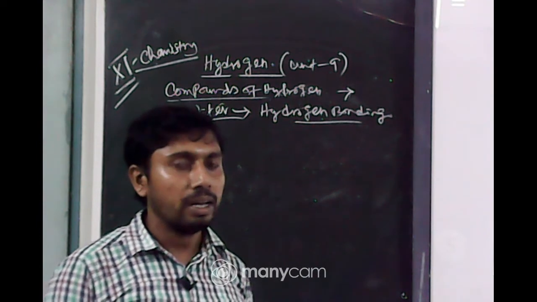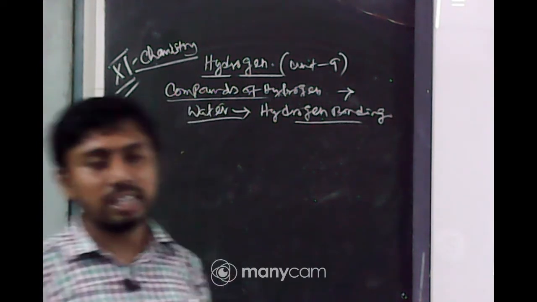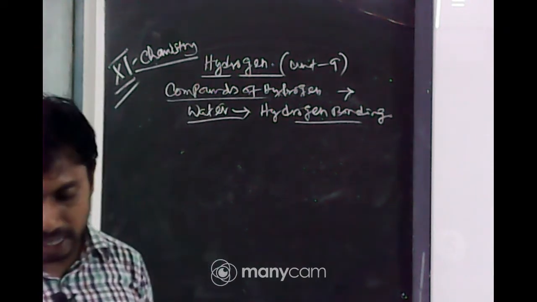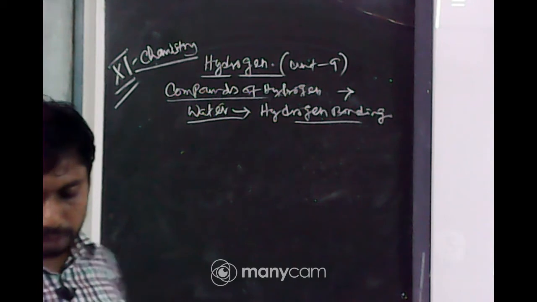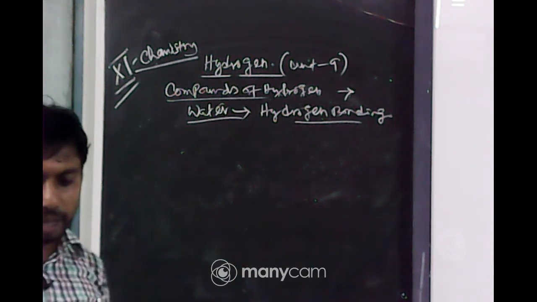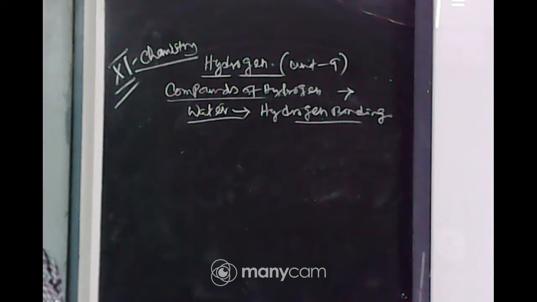Because when a cage-like structure is formed in the ice structure, it forms hydrogen bonds with the neighboring H2O molecules. This leads to the cage-like structure. Now, what is this cage-like structure?